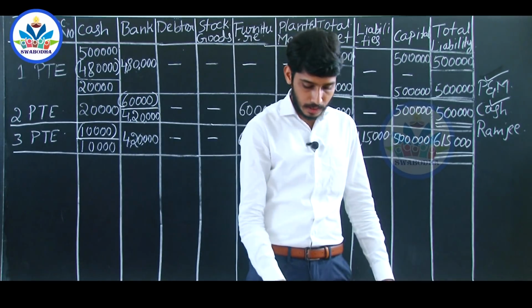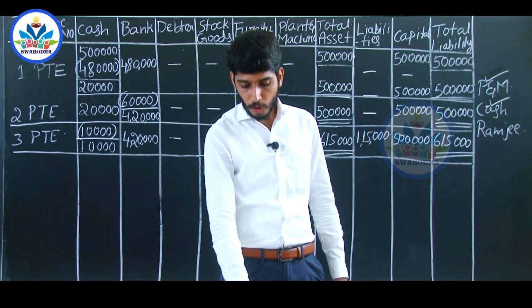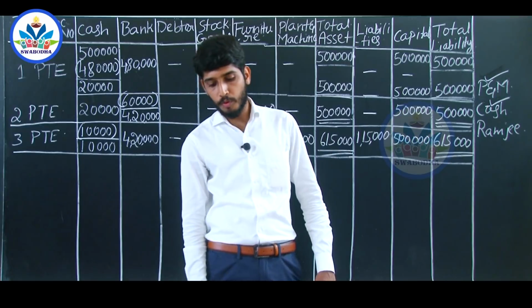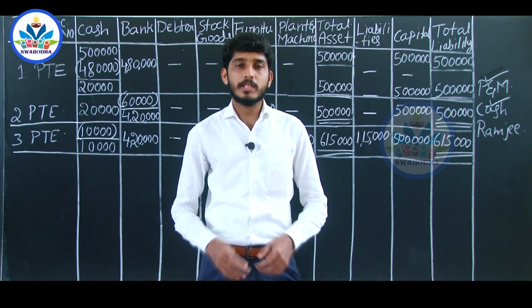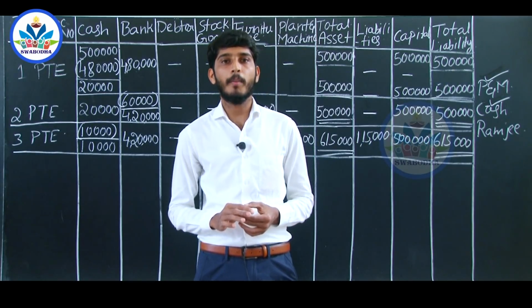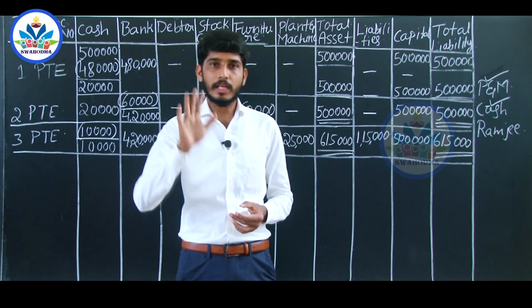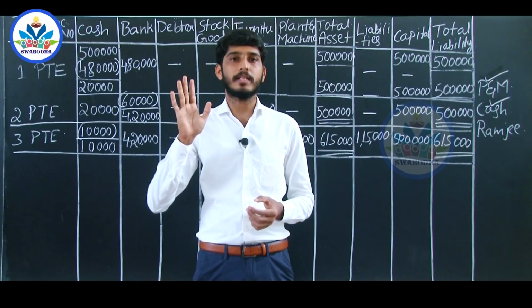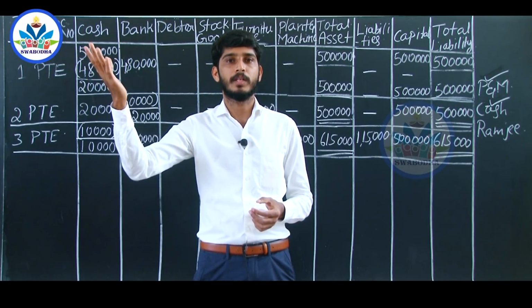Fourth transaction, goods purchased from Sumit Traders for rupees 55,000. Your purchased goods, value of goods is 55,000 from Sumit Traders. The transaction clearly states it is a credit transaction. Payment is not done, has to be done in the future.